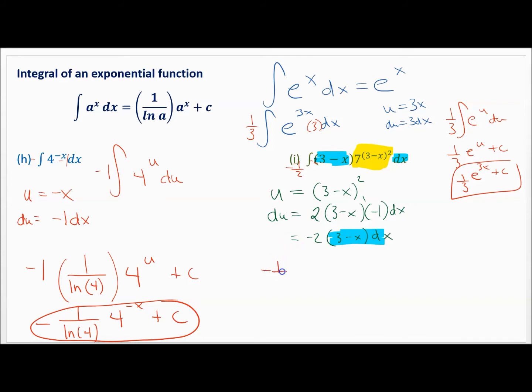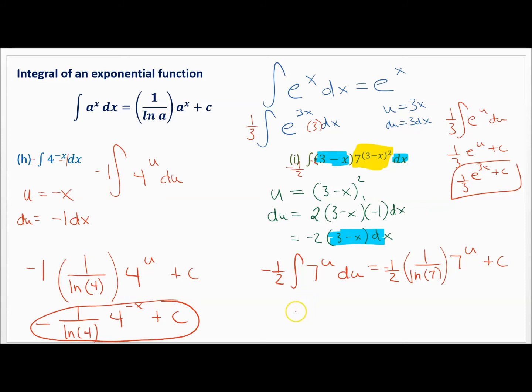Now let's actually write down what we have. We have negative 1/2, the integral. All that highlighted in aqua there, along with the negative 2, that is du. The yellow part is 7 to the u power. Then I find that integral. So this is negative 1/2. Now the rule says if I have 7 to the u, that's going to be 1 over the natural log of 7. And then I write 7 to the u. And don't forget your plus c.